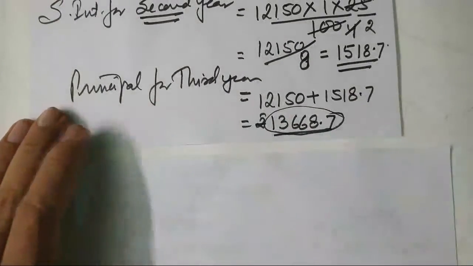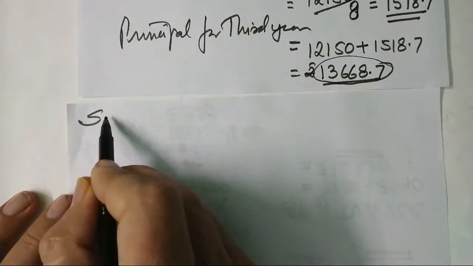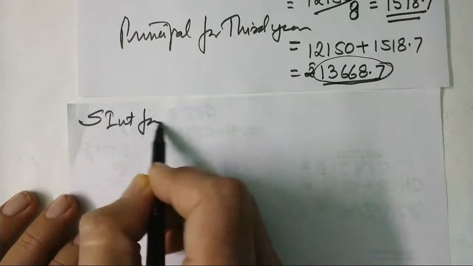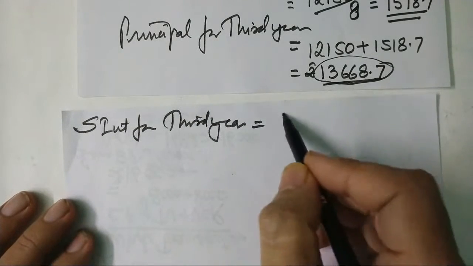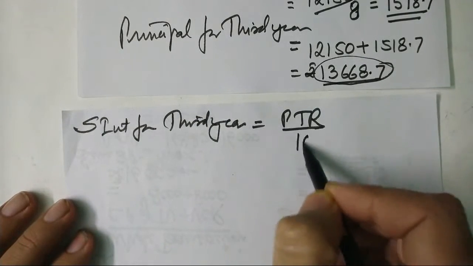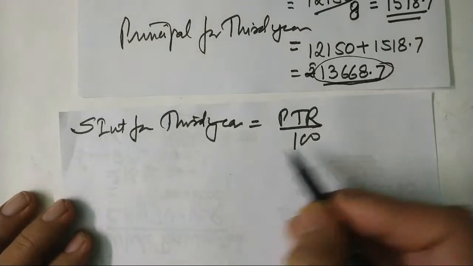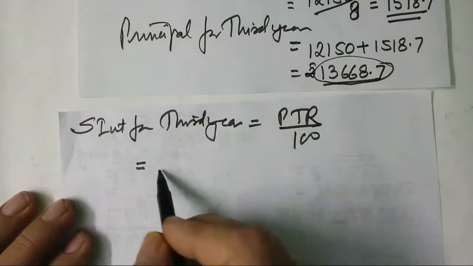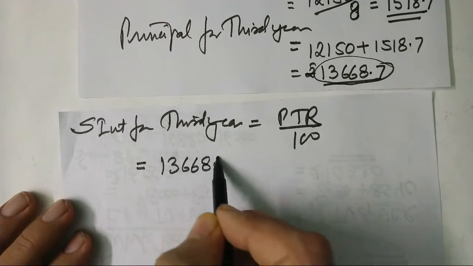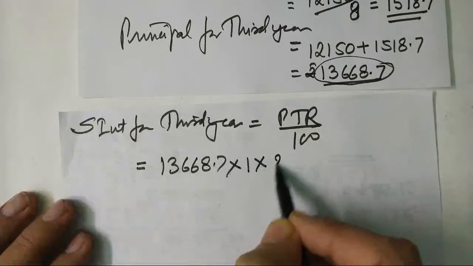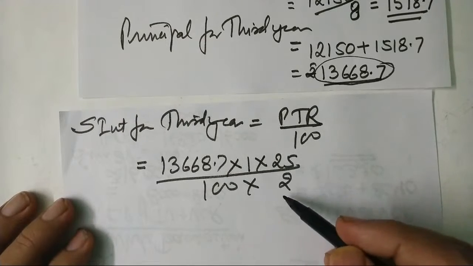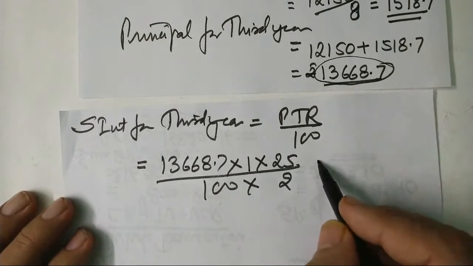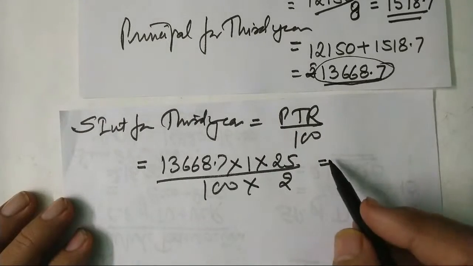Now what we will do, we will calculate simple interest now for third year. So simple interest for third year is equal to PTR upon 100, which will become, principal is 13668.7 into time into rate upon 100 into 2, 25 upon 2. When you will simplify, you will get the simple interest for the third year.